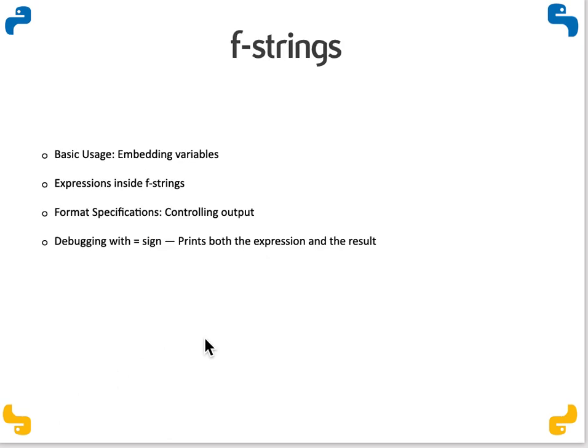So last but not least is the f-string. In Python, f-strings are a concise and powerful way to embed variables and expressions. You can use them when you need to embed variables directly in strings, evaluate expressions, or control the formatting of output.